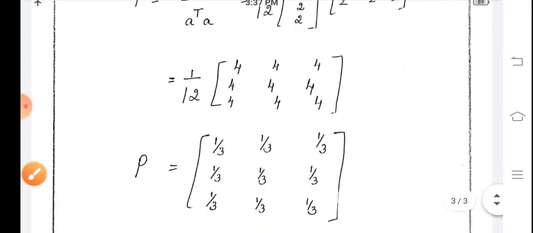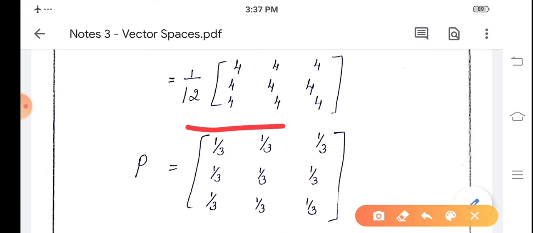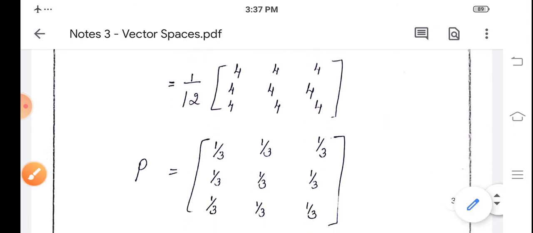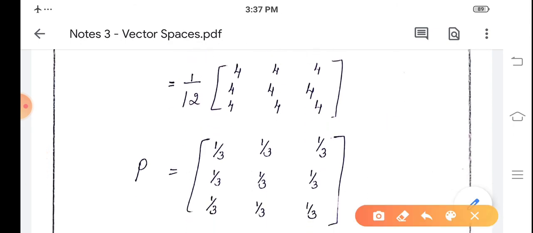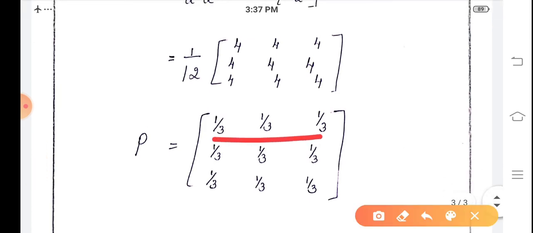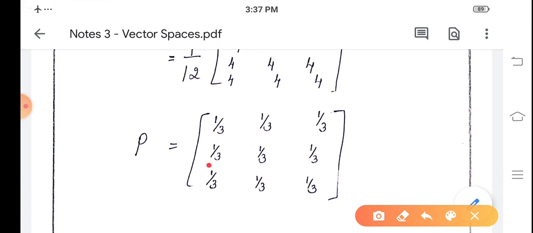Now we are getting P is equal to 1 by 12 into 4, 4, 4, 4, 4, 4, 4, 4, 4. So here we can observe 4 is common, so we write P is equal to 1 by 3, 1 by 3, 1 by 3. Second row 1 by 3, 1 by 3, 1 by 3, and last row is also 1 by 3, 1 by 3, 1 by 3. So like this we find the projection matrix.